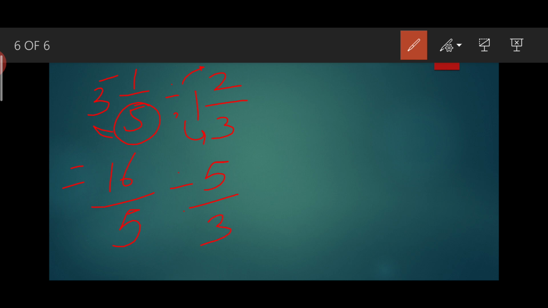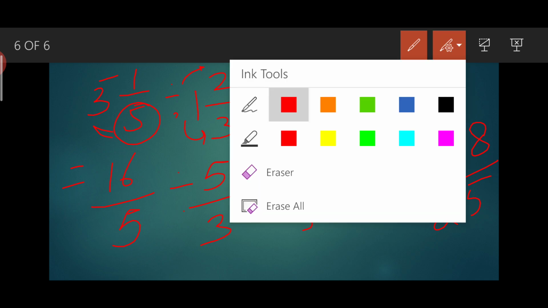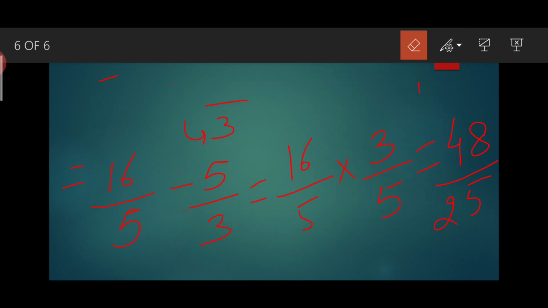16 by 5 divided by 5 by 3. Now you have to change division to multiplication, and the reciprocal of 5 by 3 is 3 upon 5. Now 16 3s are 48, 6 3s are 18, carry 1, 3 1s are 3 and 1 is 4, and 5 5s are 25. Now what you have to do, you have to divide 48 by 25. How will we do it?